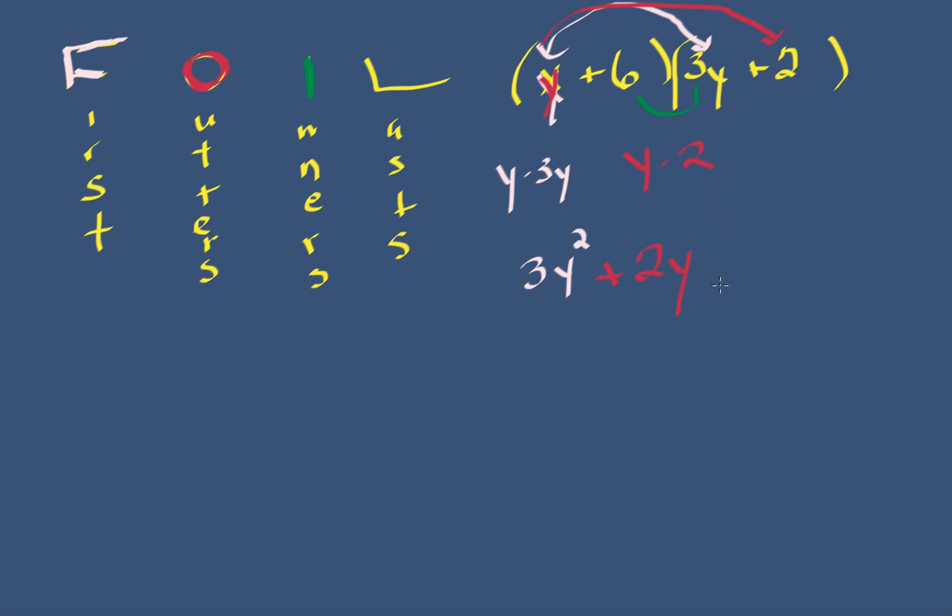And that's 6 times, I forgot to put addition symbols in between everything. 6 times 3y, and that just means it's 18y. And last but certainly not least, the lasts. Oh, poor little lasts. Okay, 6 times 2, and that's 12. I'm going to write the actual, here's what we did, 6 times 2, which is 12.